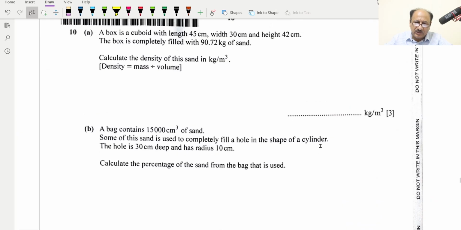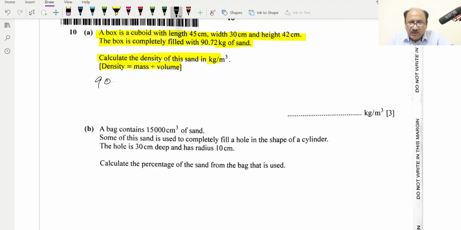A box is a cuboid with length this one, width this one, and height is also provided. The box is completely filled with this much kilogram of sand. Calculate the density of this sand in kilogram per meter cube. Density is equal to mass divided by volume. So what we can do, we can divide this mass 90 point.